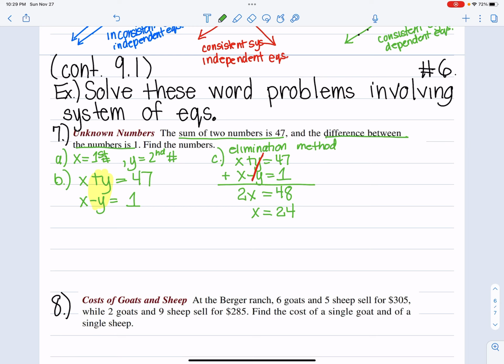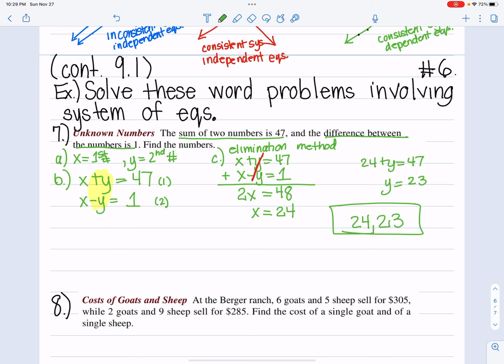It doesn't matter which equation I use, whether equation 1 or equation 2. I just use one of them to solve for y. Okay, so I'll use equation 1. 24 plus y equals 47. I would subtract 24 from each side and I get 23. So y is 23, right? My two numbers, you will tell me, 24 and 23. These are my two numbers right here. That's how you give it to me.